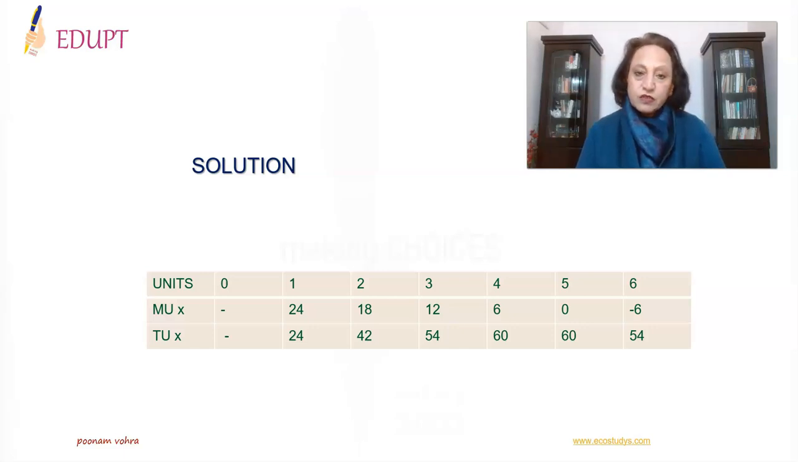When 1 unit is consumed, marginal utility is 24. So total utility will also be 24. When 2 units are consumed, marginal utility falls to 18. So total utility then becomes 24 plus 18, which is 42. For the third unit, marginal utility is 12. So total utility will be 42 plus 12, 54, and so on. So one can find total utility for each additional unit consumed.